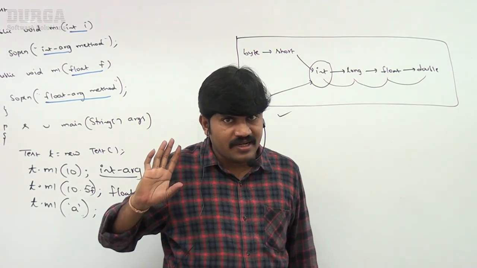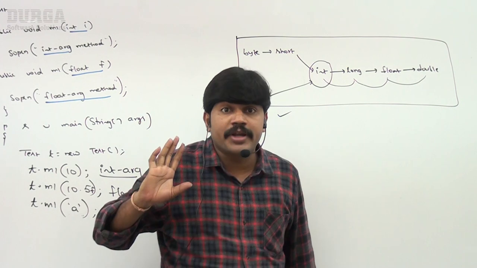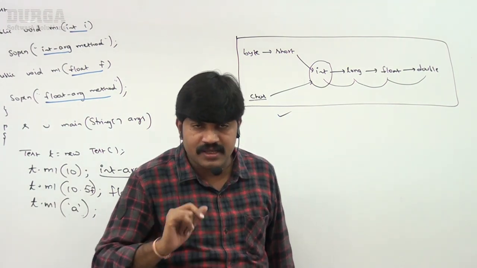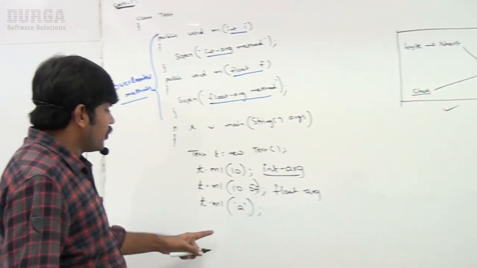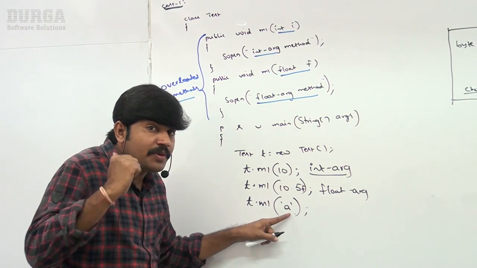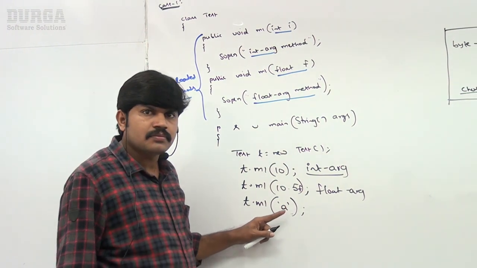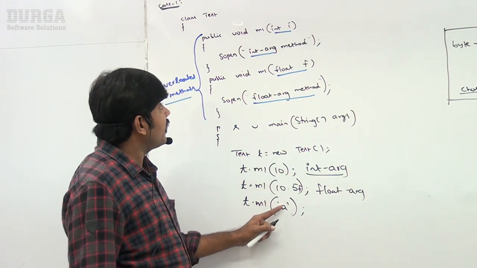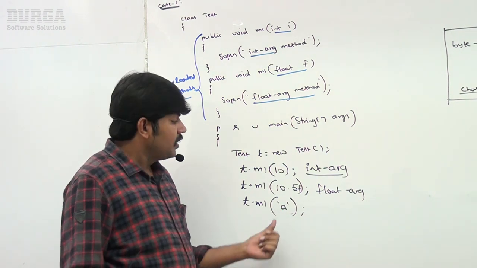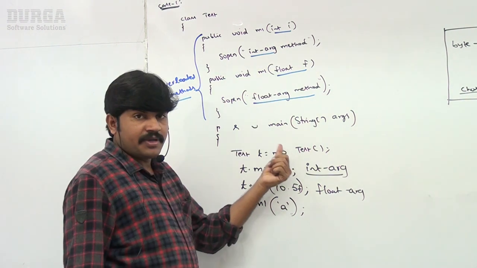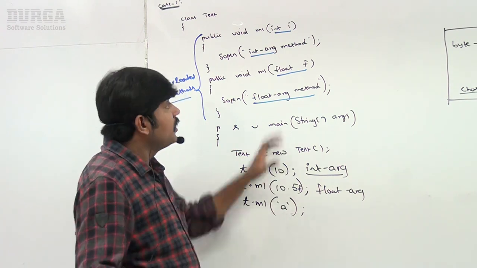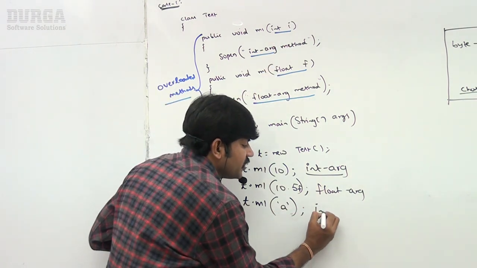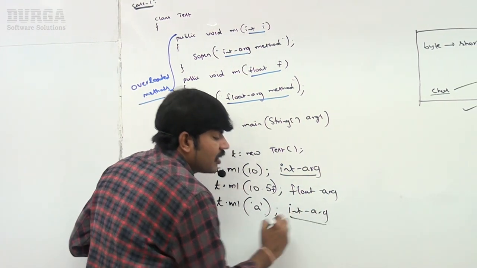Are you able to understand case one? What is the meaning of automatic promotion in overloading? According to our scenario, for the char, which method will get the chance now? Which method is going to get the chance? Yes, char has no exact match, char can be promoted to int. That's why the int arg method will get the chance. Int arg method, right.